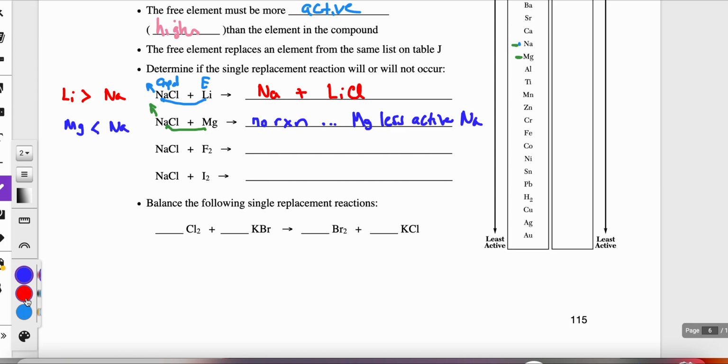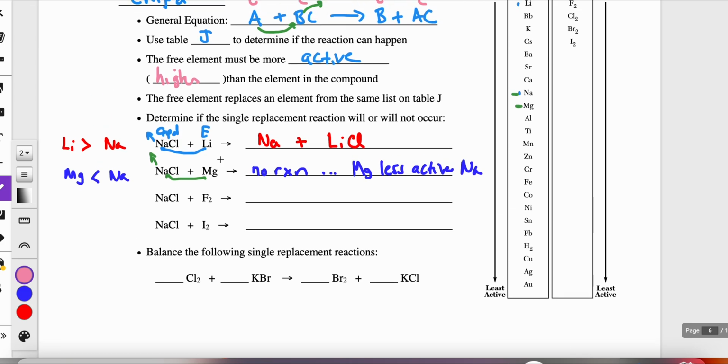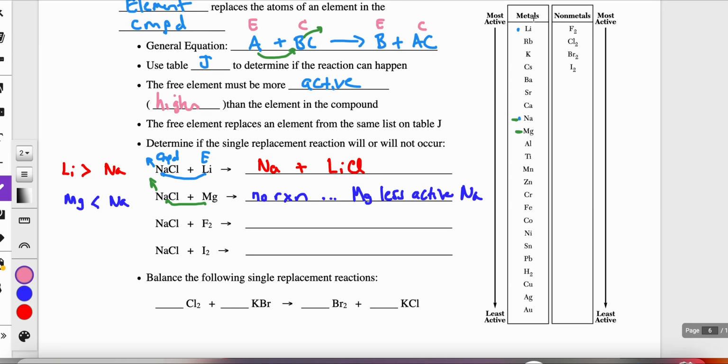Looking at our next example, now our free element is fluorine. So take a look. In the first list of metals, fluorine is not here, so move on to the next list. Oh, right here is fluorine. So fluorine wants to be able to kick out one of the partners. Well, this is a short list. The only partner in the compound that's in the same list as fluorine is the chlorine. So fluorine would like to come and kick the chlorine out.